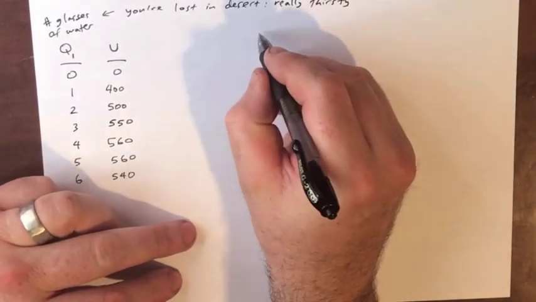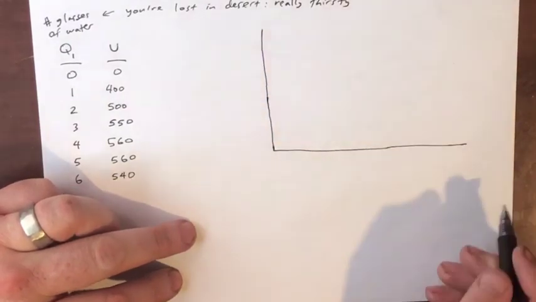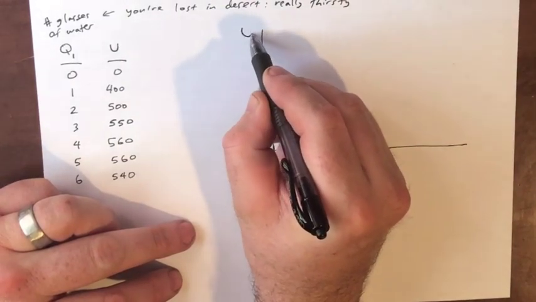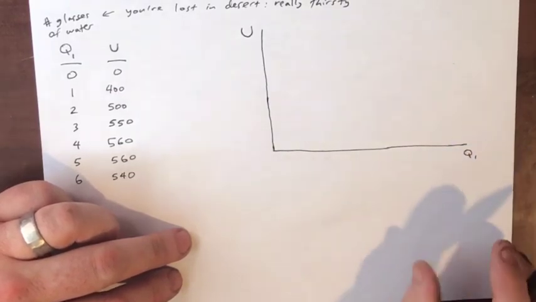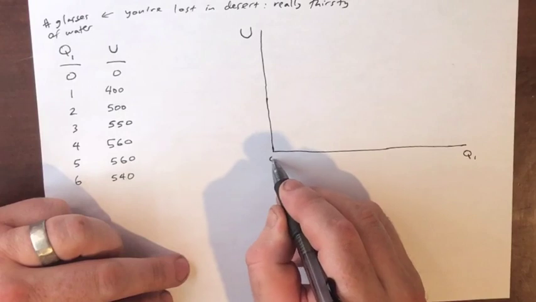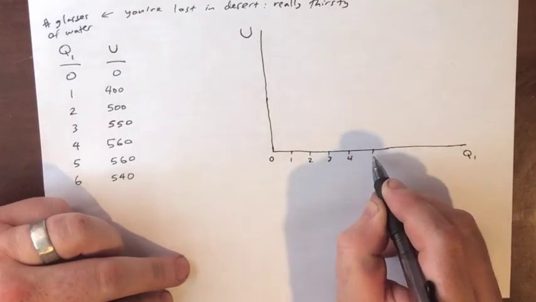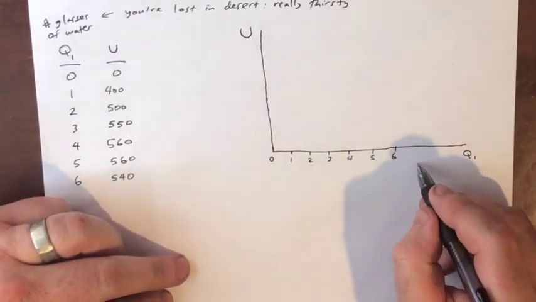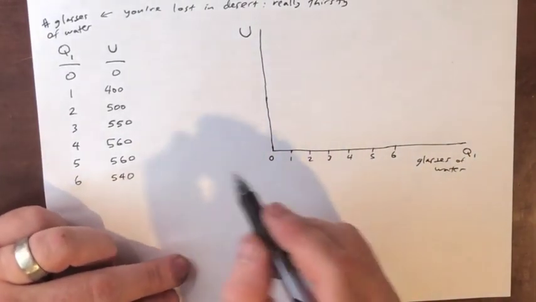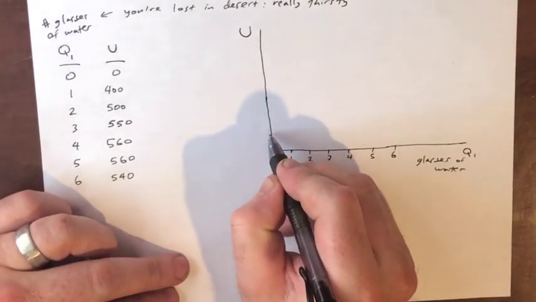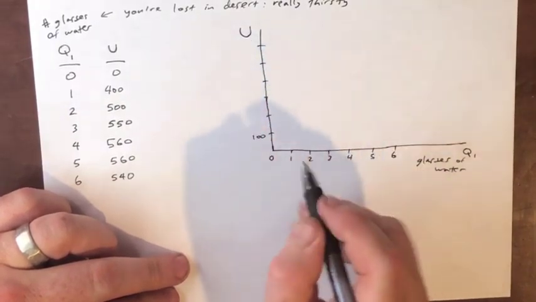Okay, so if we were to graph this relationship, we would have something like this. Let's say that this is our total utility on the vertical axis here, and down here our total number of cups of water. All right, so 0, 1, 2, 3, 4, 5, and 6, glasses of water. And let's say our scale is like this: 100, 200, 300, 400, 500, 600.